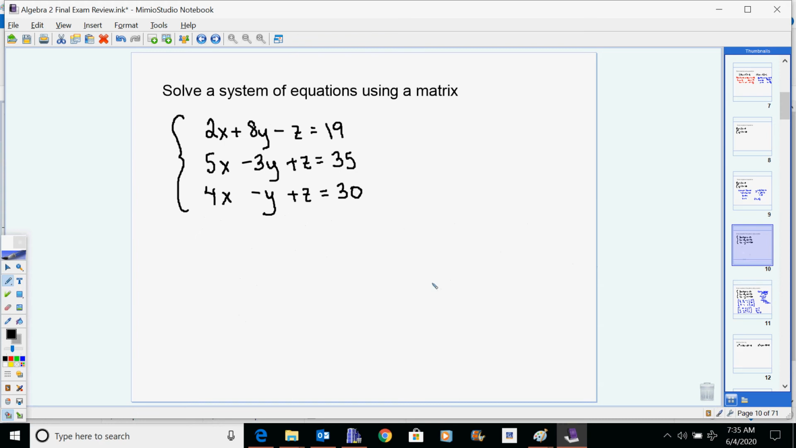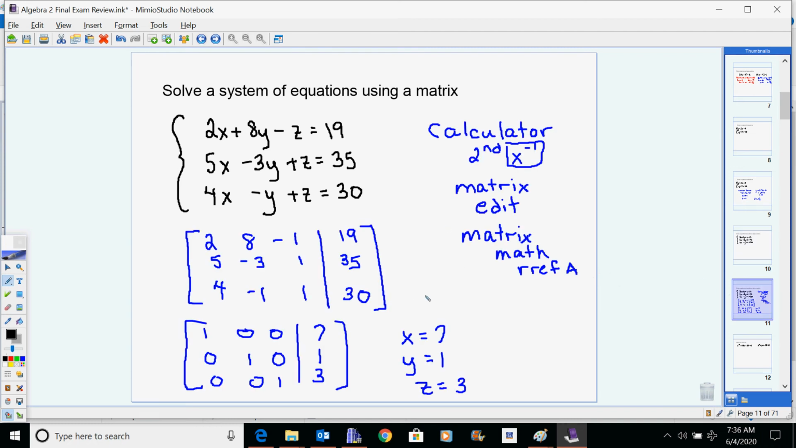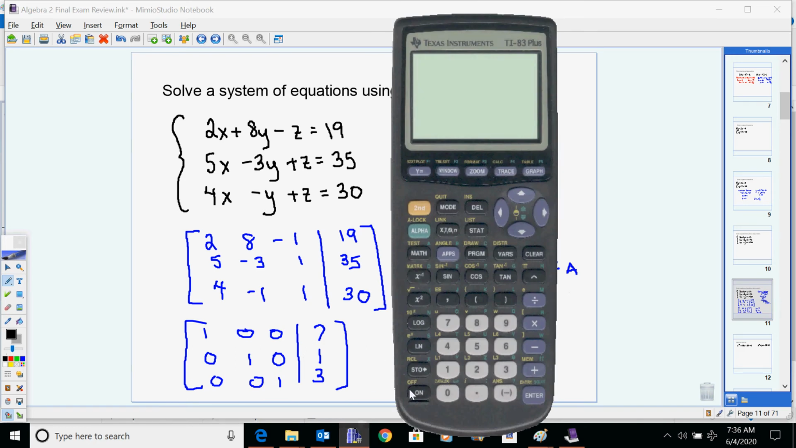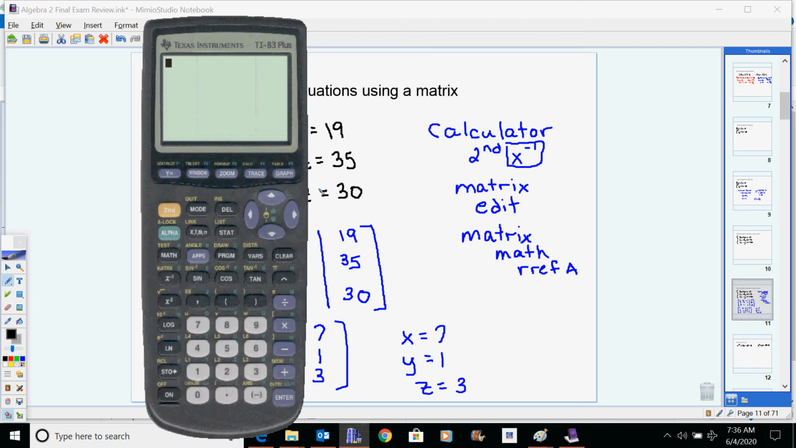All right, this next one, solving the system of equations using a matrix. This one we'll camp out a little bit longer on. You have two ways of handling it. You can either use it in a calculator and do a matrix, okay, and then enter it and calculate it. So let's review that process. It says calculator, second x inverse, because that's where the matrix lives, matrx.